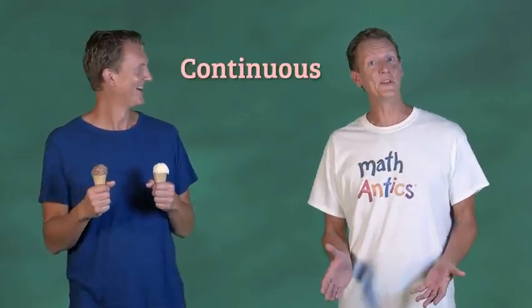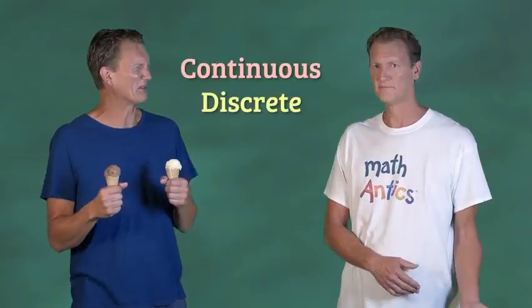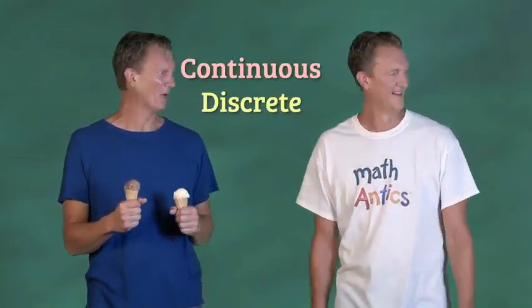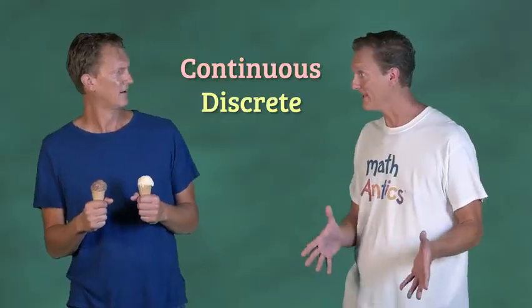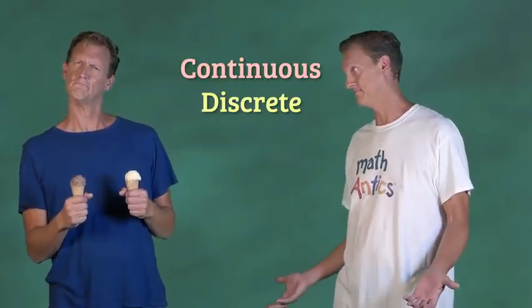Chocolate and vanilla? No. Continuous and discrete. Oh, yuck, those sound disgusting. I would never order those flavors. Well, what I really mean is that there's two basic types of data.